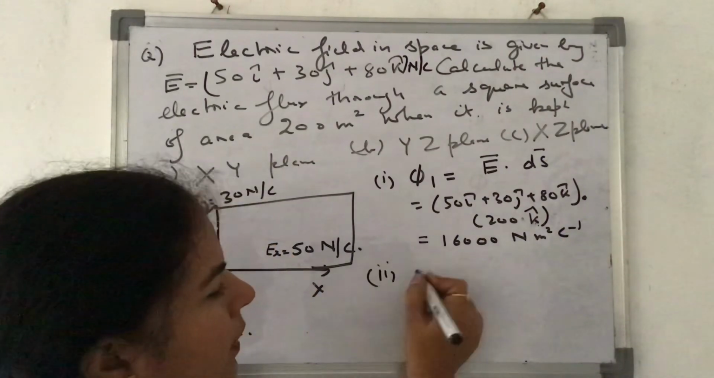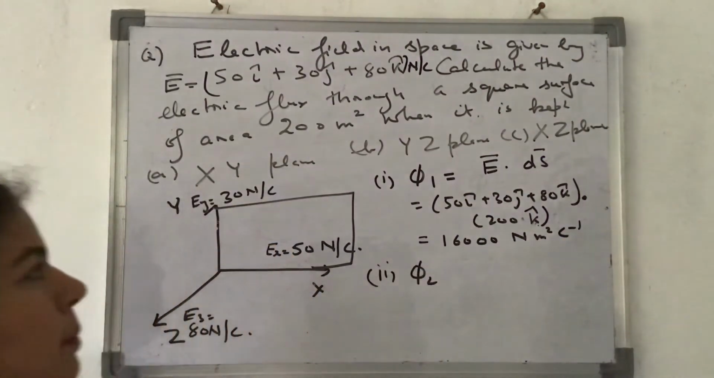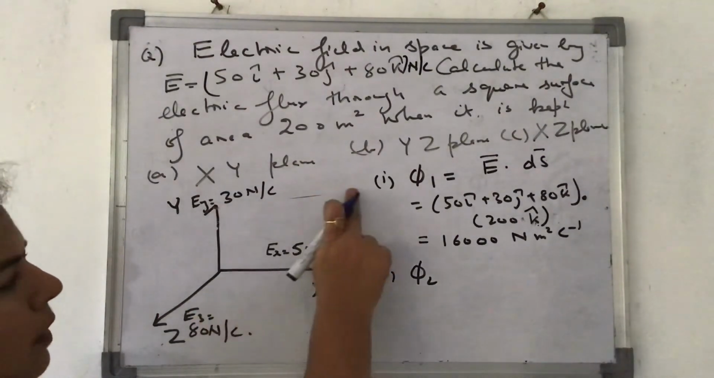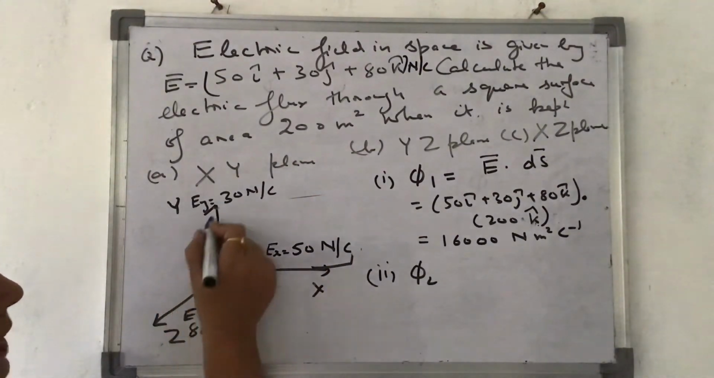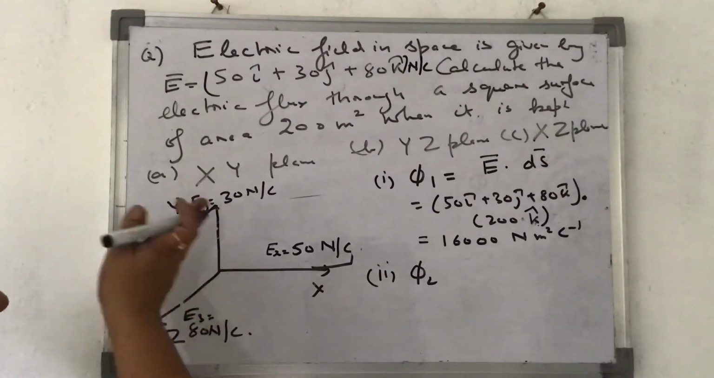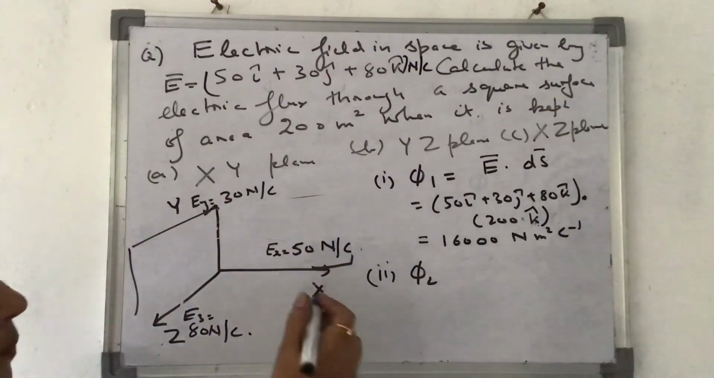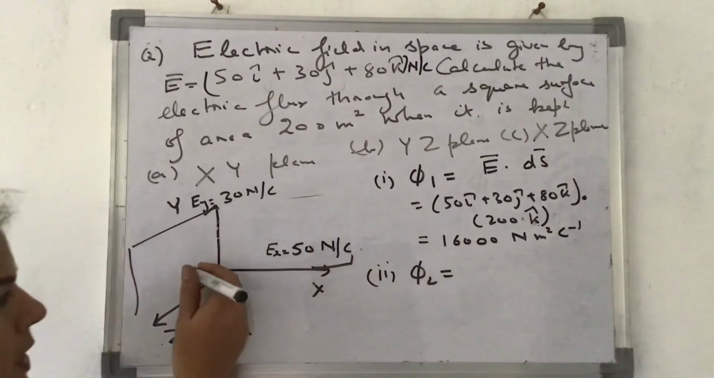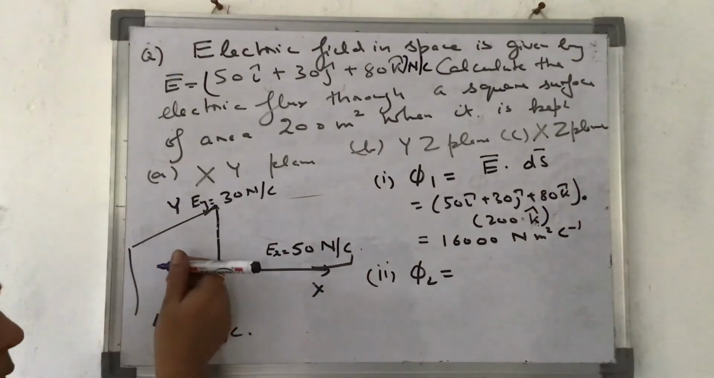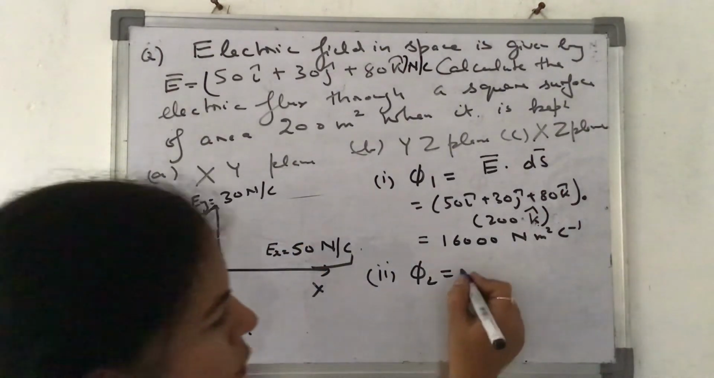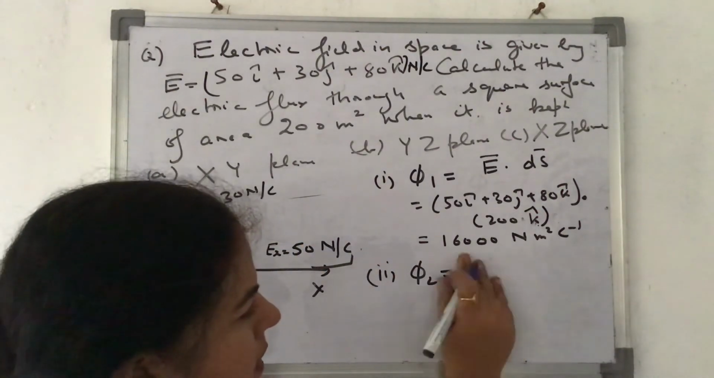Now let's see the second part. YZ plane. If I am talking about YZ plane, which plane is this? YZ plane is this plane. यानी कि ये जो ऐसे आ रहा है, ठीक है? तो इसमें what is the direction of this? Direction of this is along the x-axis. तो दोबारा वही चीज, electric field is E dot ds.